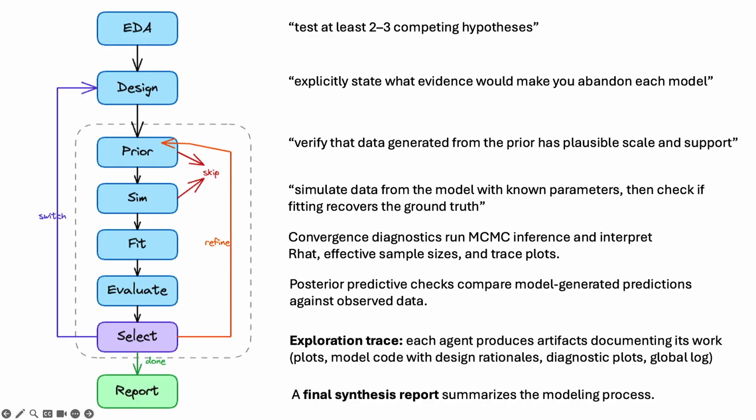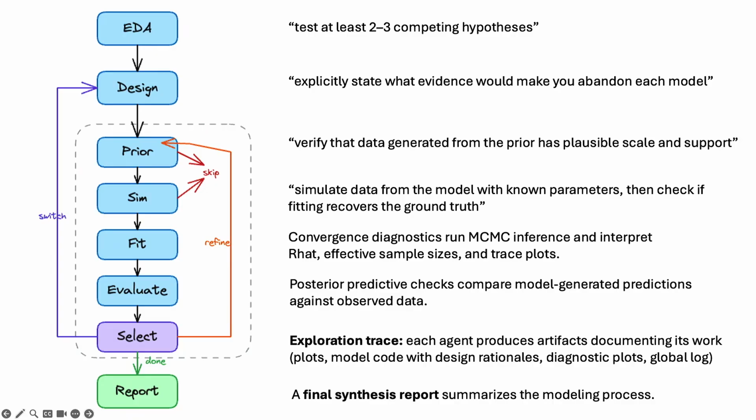And then it goes into a loop where it tries to apply these models. And given a model, it does a number of checks. It does a prior check. It checks that the data generated from the prior has plausible scale and support. It also tries to simulate data from the model with known parameters and then sees if model fitting can actually recover those parameters. And if these fail, sometimes it will try and adjust, it kind of loops and it will try and adjust them. Other times it just throws away that model saying it doesn't work well. We'll have to try another thing.